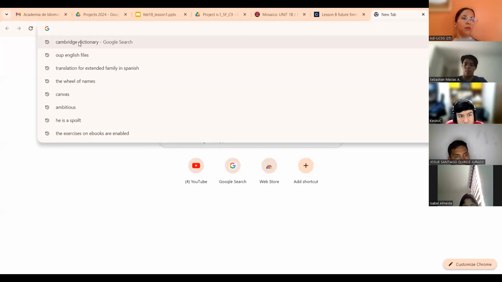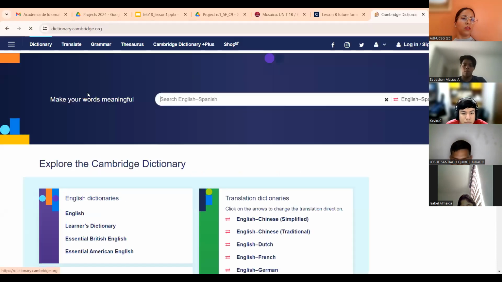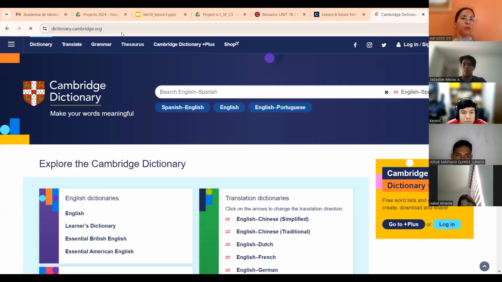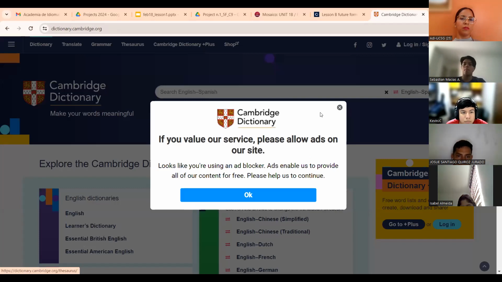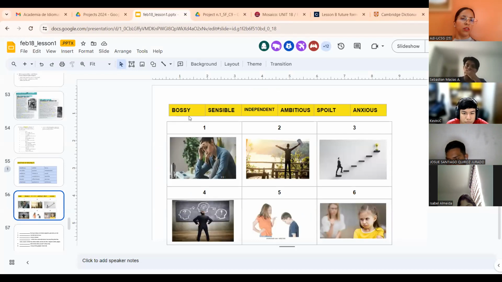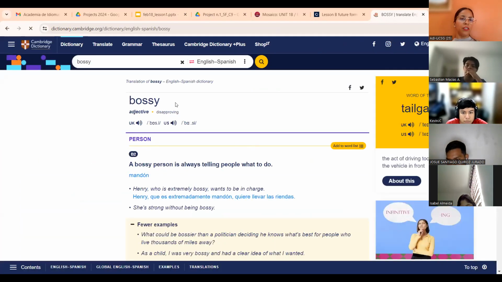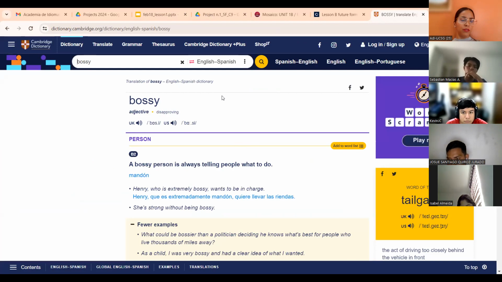Cambridge, here it is, Cambridge Dictionary. So here we have, this is how it looks. You can search for a word that you want to know. Let's try with, what was the word? Bossy, for example. Can you see? This is a complete dictionary, sorry.